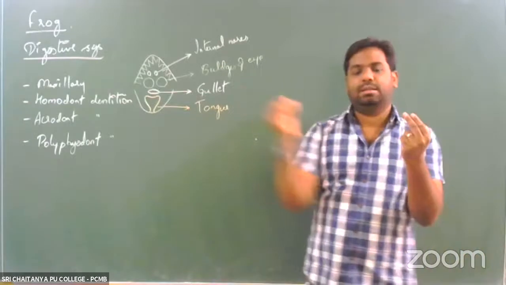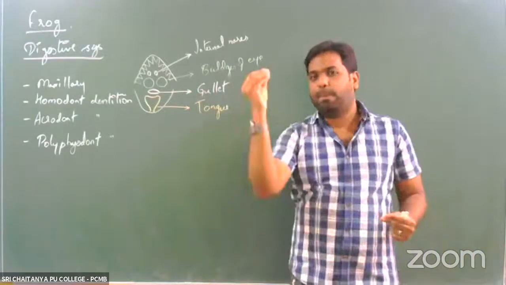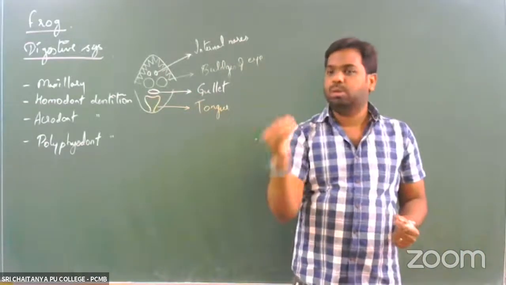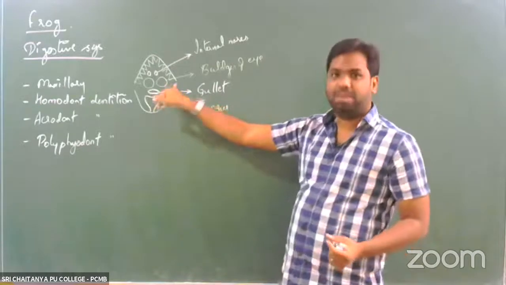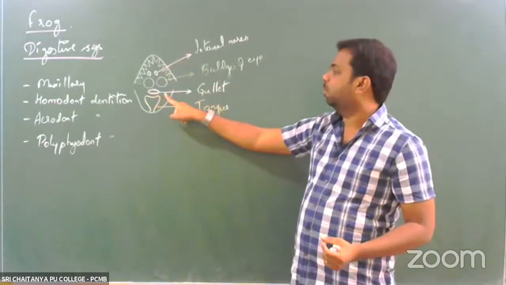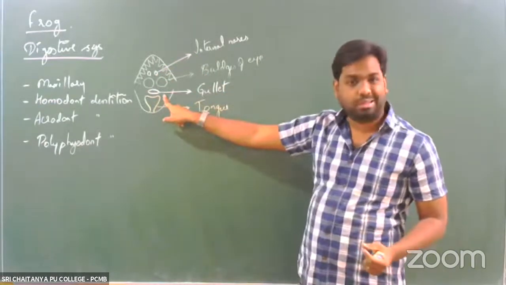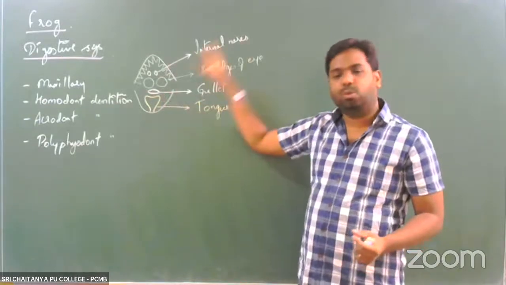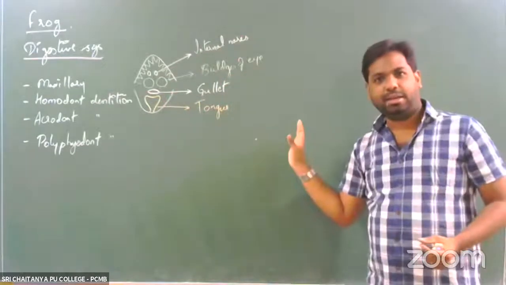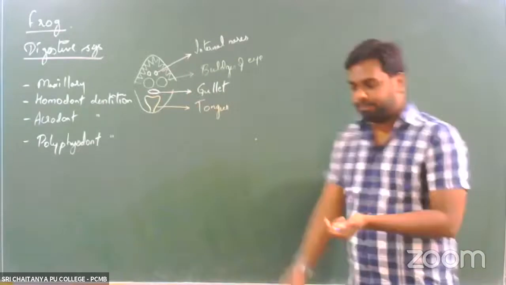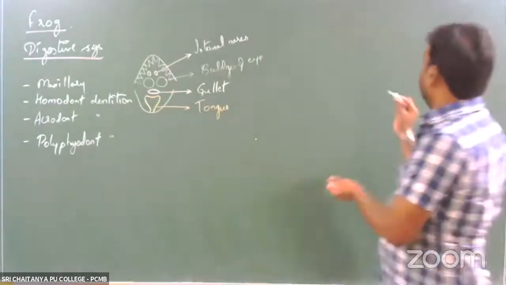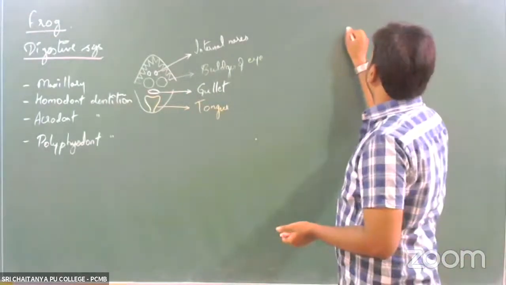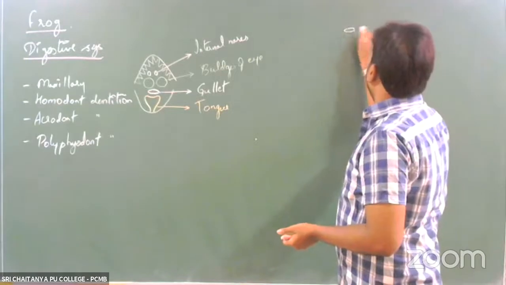Now, the food that these organisms take in would pass through the mouth. Through the mouth, it would enter into the buccal cavity, and from the buccal cavity, it would pass on into this particular structure called the gullet. So we'll start off the alimentary canal from the gullet part. This is the gullet we are talking about.